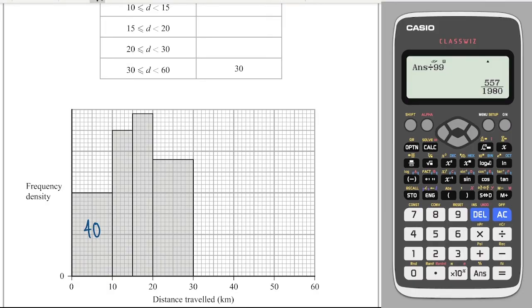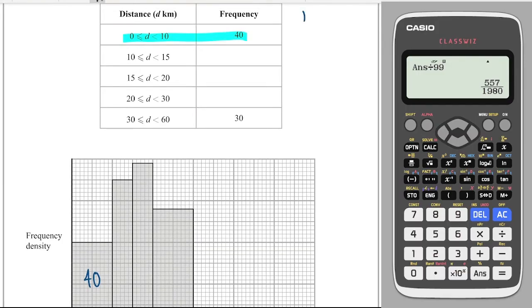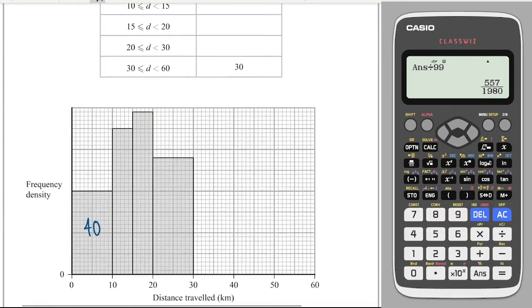So now what is the frequency density going to be? The frequency density is equal to the frequency divided by the class width. So in this case it's 40 divided by the width between 0 and 10, which is 10. So 4. So that means that's 4, 3, 2, 1, 5, 6, 7, 8.